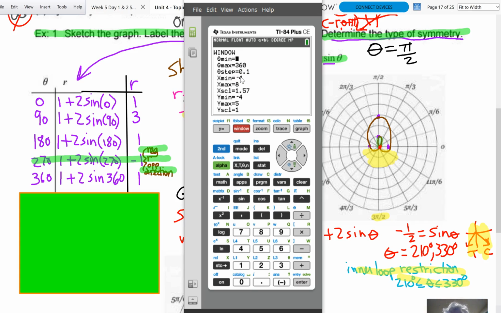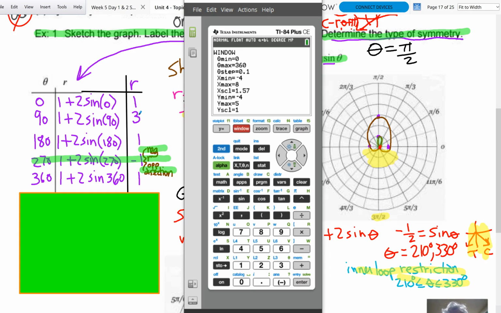If I put anything like 0.5 or even 1 degree, it's going to form that limacon so quickly you're not really going to see how the graph was formed. So make that small. In terms of my x minimum, I looked at my table and said, I'm going as low as -1 and as high as 3. So I made sure that my x max and min covered that.